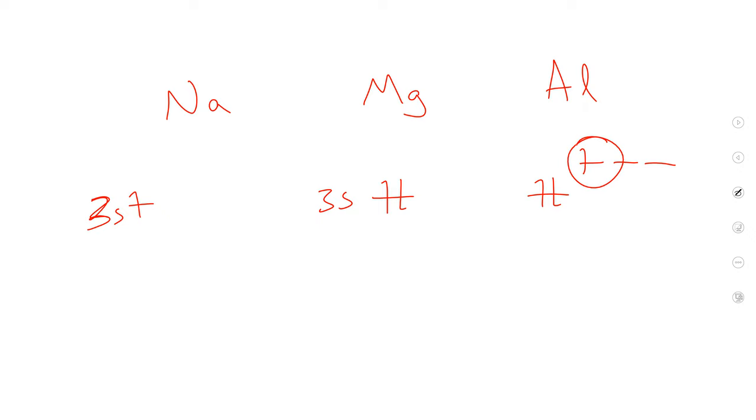Questions on periodic trends? So the most difficult one would be magnesium. Magnesium is the hardest one to take an electron away from because it has the highest ionization energy.